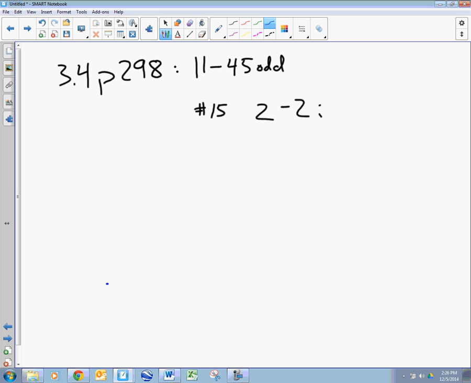There you go. Here's the assignment, section 3.4, page 298, numbers 11 through 45, odd. Number 15 in the back of your book, I think it reads like 12 minus 2i. The answer for number 15 in the back of your book is incorrect.